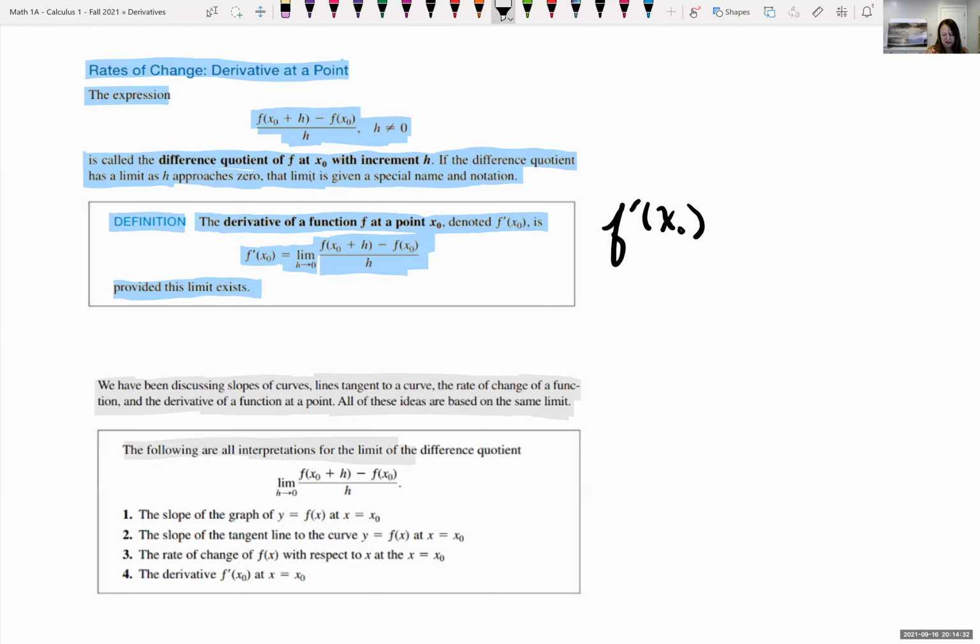So the following interpretation of the limit, that difference quotient, as h goes to 0: we can say that this is the slope of the graph of y equals f of x at x equals x sub 0. We can say it's the slope of the tangent line of the curve y equals f of x at x equals x sub 0. We can say it's the rate of change of f of x with respect to x at x equals x sub 0. And we can say it's also the derivative f prime of x sub 0.